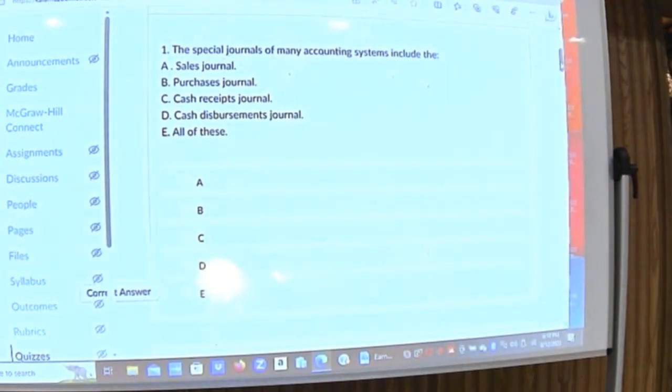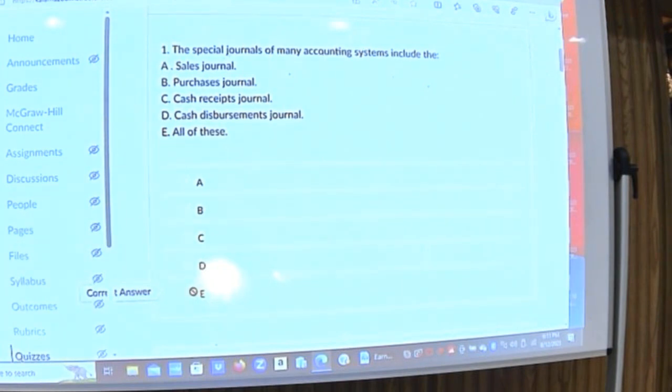People, here we are, Chapter 3, Set 1, and we're talking about special journals in this chapter, of course. First question here: the special journals of many accounting systems include the, and it lists them there. All of those are special journals. You'll have a sales journal, purchases journal, cash receipts journal, cash disbursements journal. So your response there has to be E.